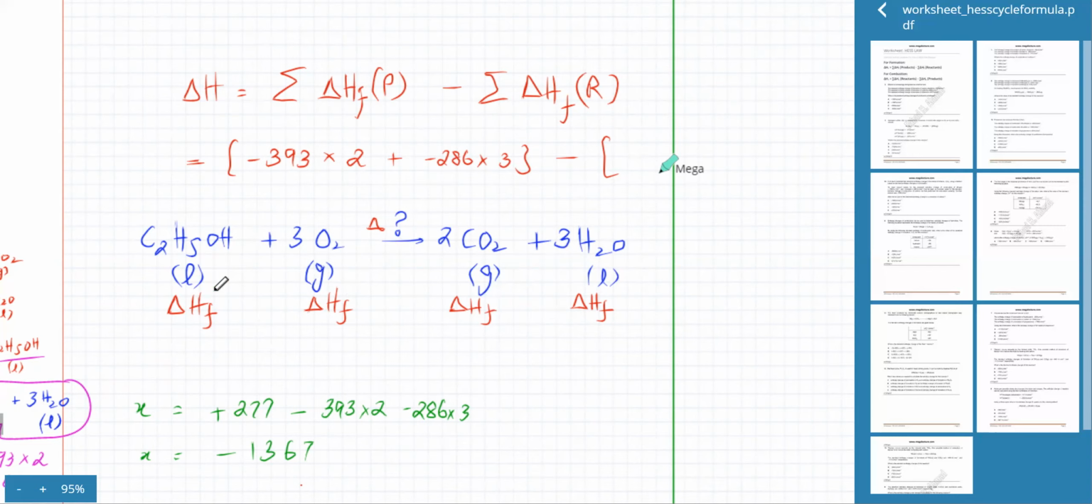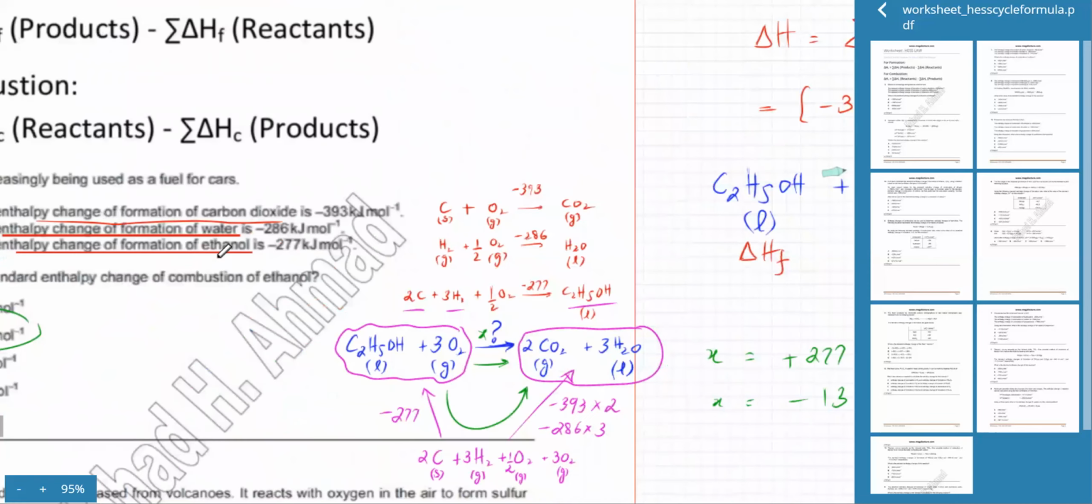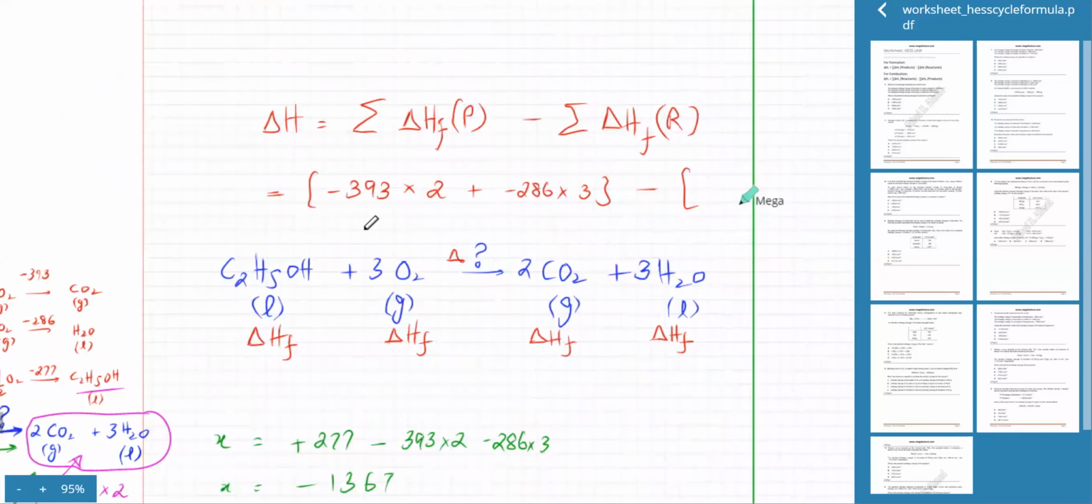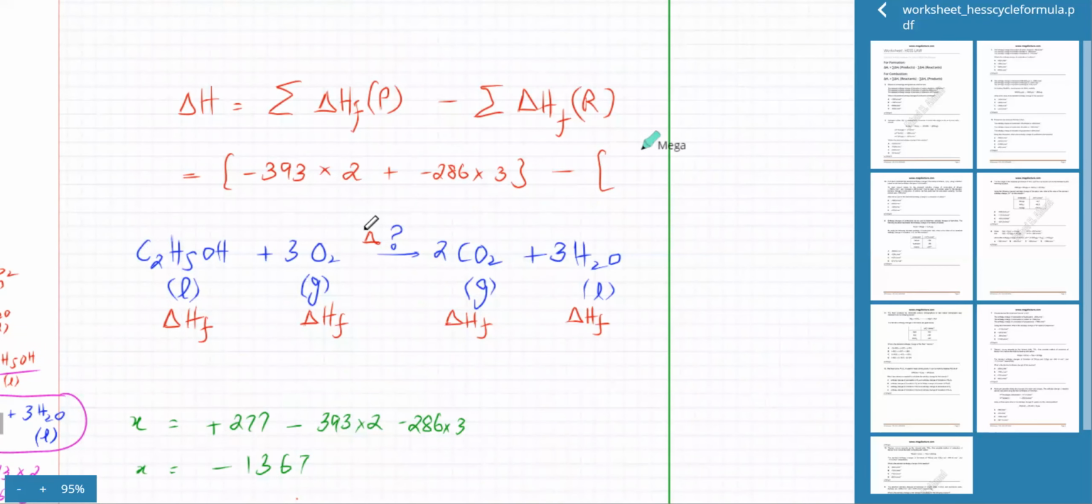So I said, what are my reactants? It's ethanol. So I need to find the enthalpy of formation of ethanol, which is also provided over here. It's given as minus 277. So let's put that out there, minus 277. There's only one ethanol, so I'm not going to multiply it with anything. And I also need to find the enthalpy of formation of my other reactant, which is oxygen.